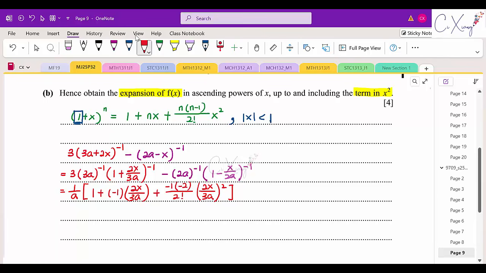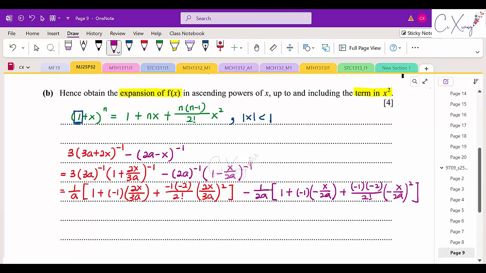And now we want to continue with the second bracket. For the second bracket, you can observe that 2a power -1 will give you 1 over 2a. Okay, then after that, I start expanding this one. First term is always a 1. Second term is nx. So n is -1, and x is negative x over 2a for the second bracket. Third term is -1 times (n minus 1) which is -2, divided by 2 factorial, with the bracket of (negative x over 2a) power 2.